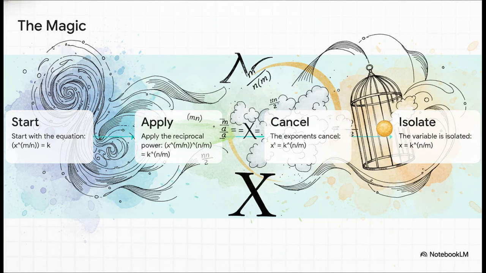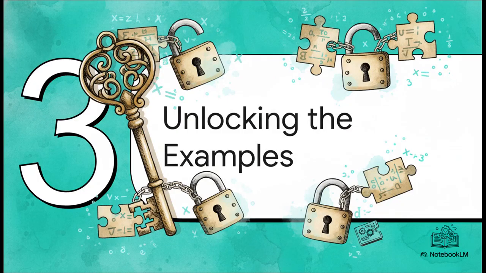Well, it's all about one of the main rules of exponents. When you raise a power to another power, you just multiply the exponents together. And what happens when you multiply any fraction by its reciprocal? Well, they cancel each other out and just become 1. And that is how we make that tricky fractional exponent just vanish, leaving us with a plain old x on one side. All right, that's enough theory.